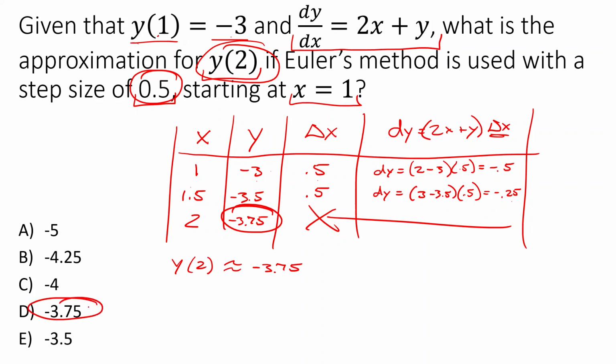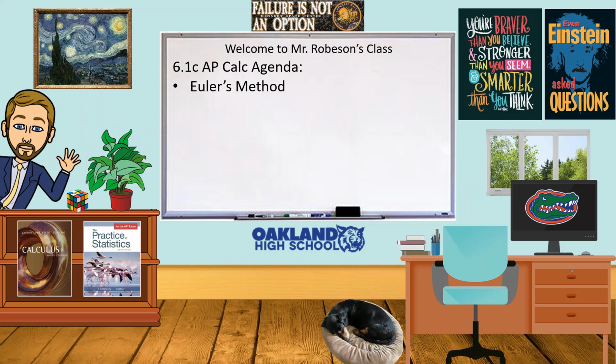There it is. All right, so that's how Euler's method works. Make the chart and just try to fill in the chart, guys. It's not hard. It's just the same thing over and over and over again. All right, so that's Euler's method, and this is the end of 6.1.